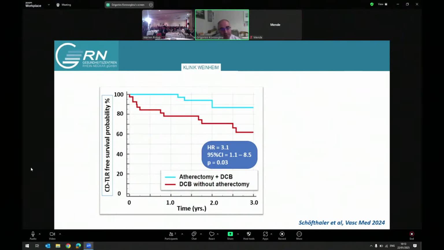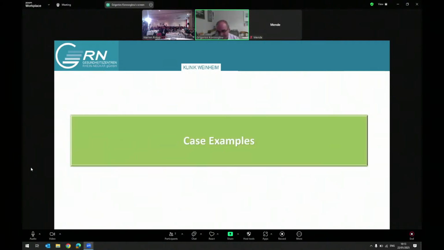And here, indeed, for this selected segment, and again by retrospective analysis, so this was not an RCT, but still you can see a good success in terms of reduction in CDTLR rates if you use atherectomy on top of the other sorts of treatment that we use in the popliteal artery. In this case, it was balloon angioplasty and drug-coated balloons.